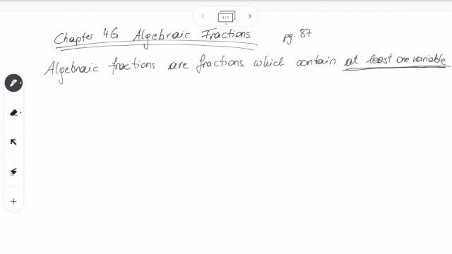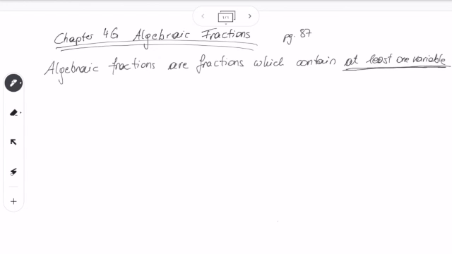So what is an algebraic fraction? Algebraic fractions are fractions which contain at least one variable, so either in the numerator or in the denominator or in both. So let's look at an example. And we deal with them just as we would with normal fractions. So you need to be really good at working with fractions.